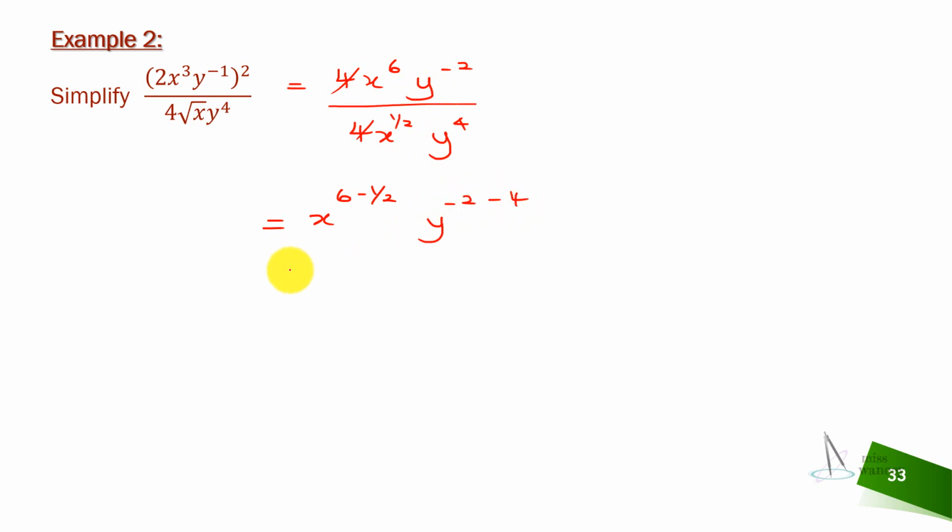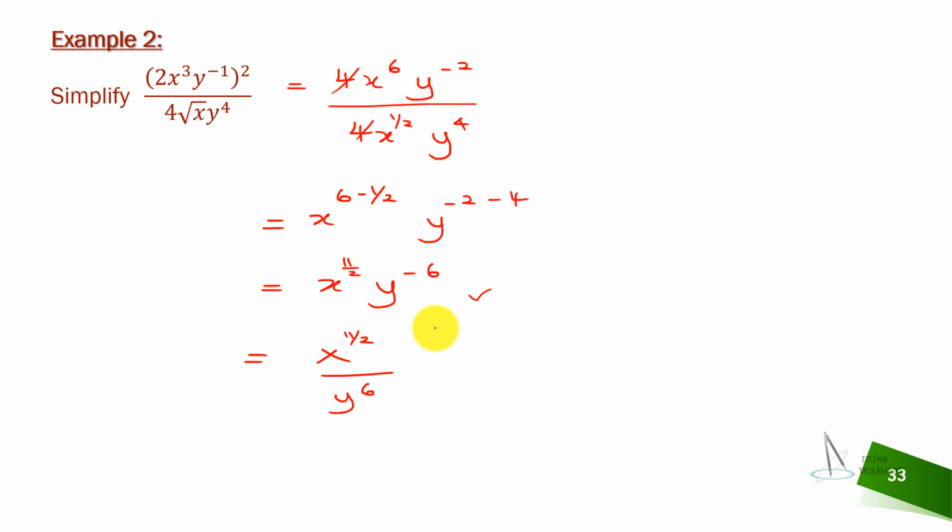So what do we have is x to the power of 6 minus half, so 6 is 12 over 2, so this one will become 11 over 2. And then y to the power of -2, -4, so this is y to the power of -6. So we can actually accept this answer, or you can actually bring this one down, so it will become x to the power of 11 over 2 over y to the power of 6, so either one.